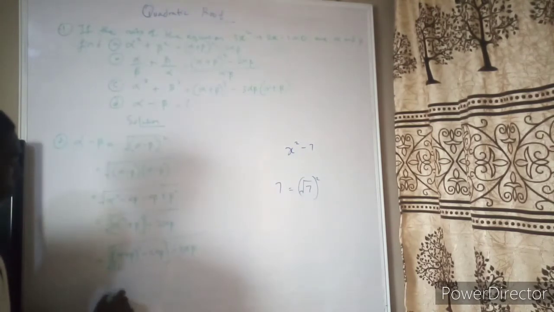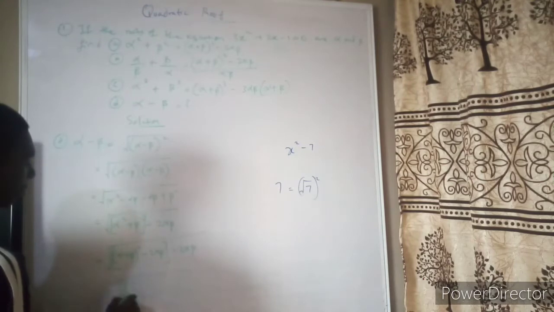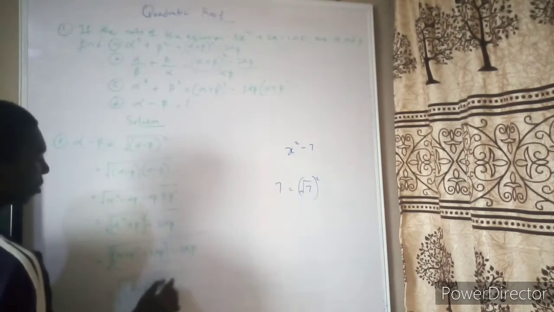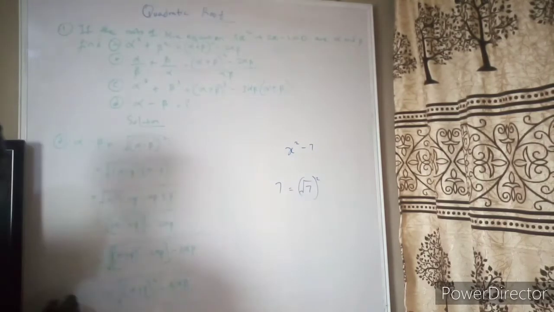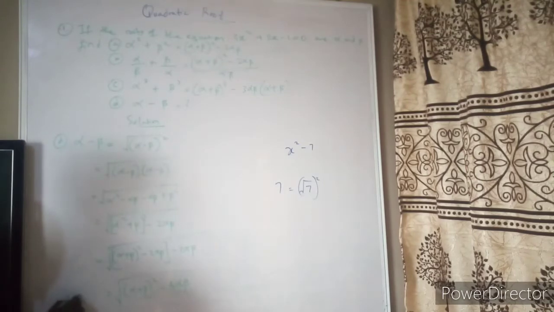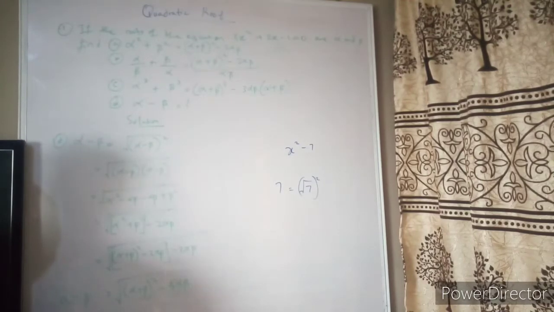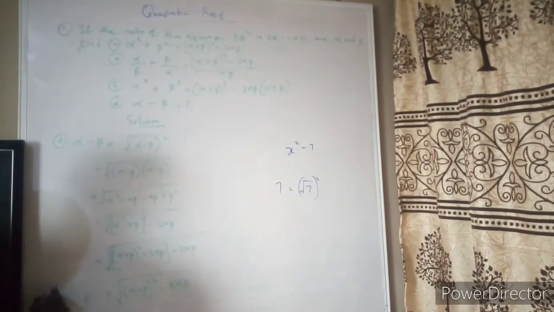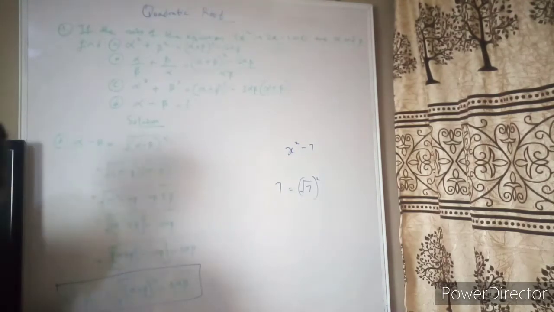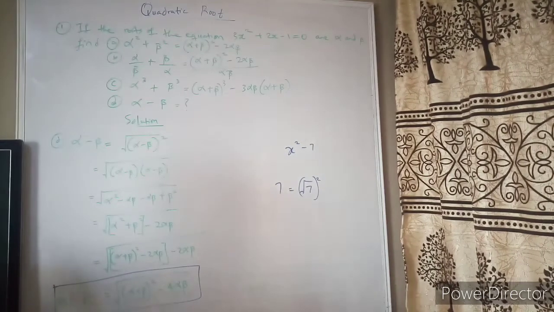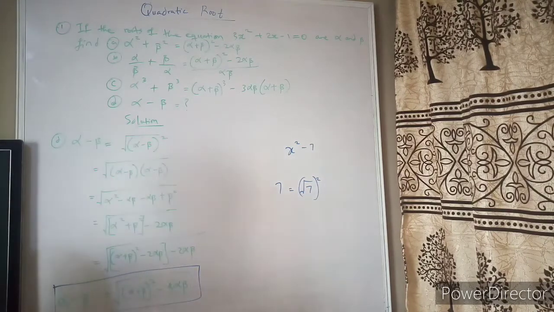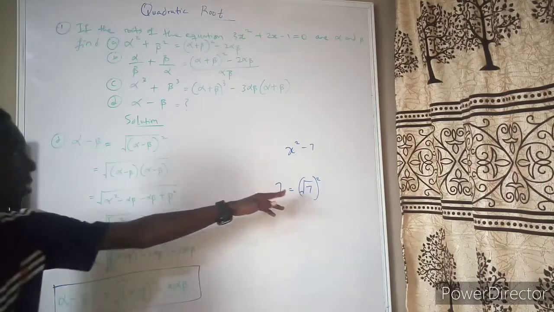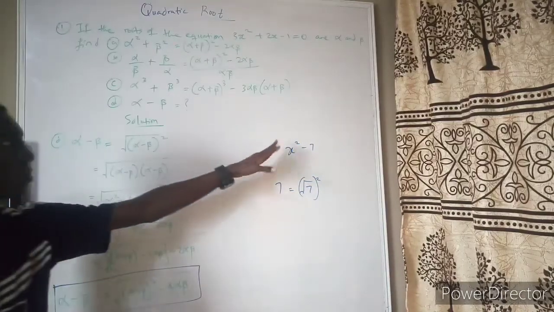So equals the square root of alpha plus beta all square minus 2 alpha beta minus 2 alpha beta, equals to what? Minus 4 alpha beta. And this thing here is equal to alpha minus beta. Do you get it or not? Got it. Now this thing is in terms of alpha plus beta and alpha beta. As simple as that.